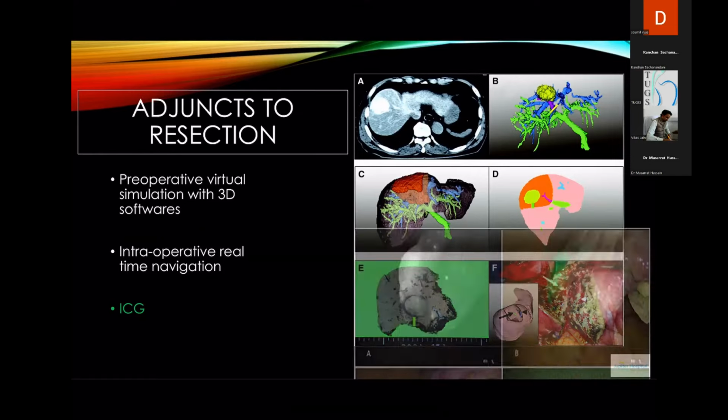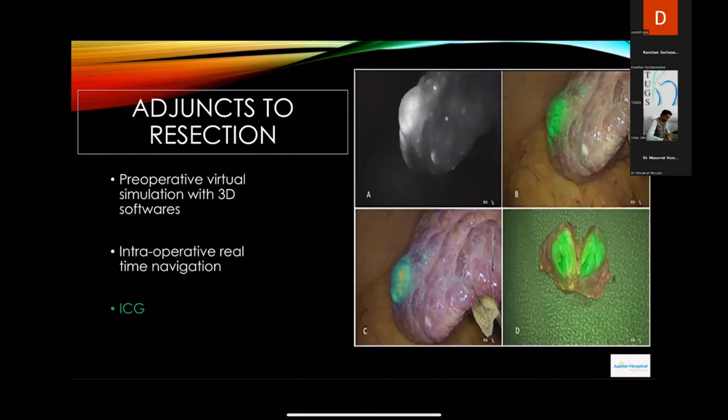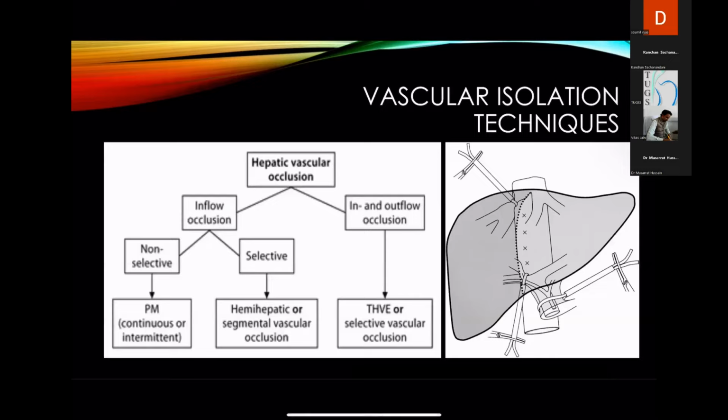And also we can use ICG in some tumors, especially in cirrhotic livers, to confirm our resection margin status. And the various vascular isolation techniques that we have, which will decrease our blood loss, are the inflow-outflow occlusion and the inflow occlusion. It can be selective as well as non-selective.